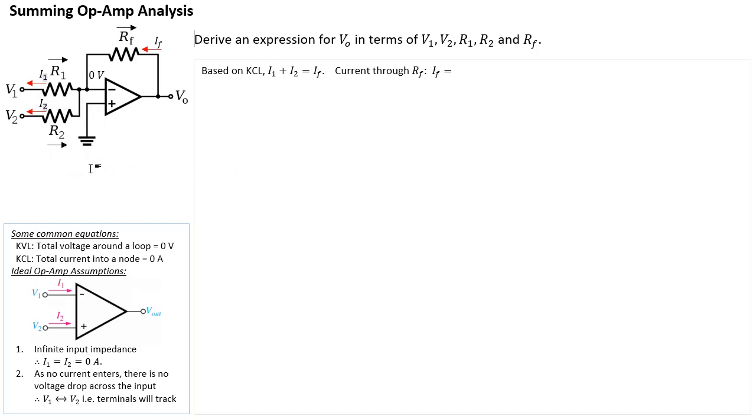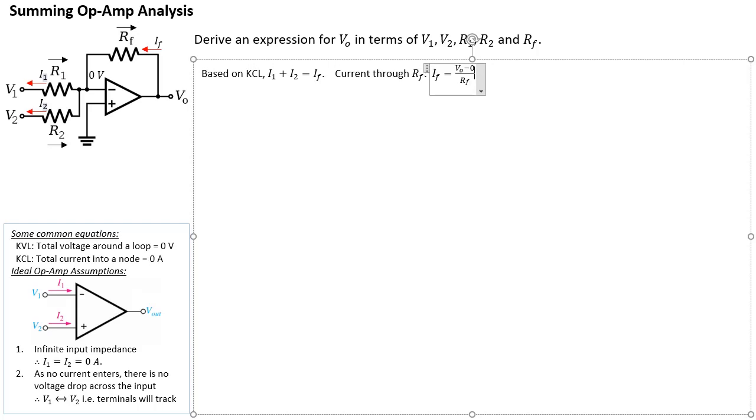All right, so we have the voltages as well. So IF is going to be VO, that's the output, minus 0, all divided by RF. So that's our expression for the current through RF.